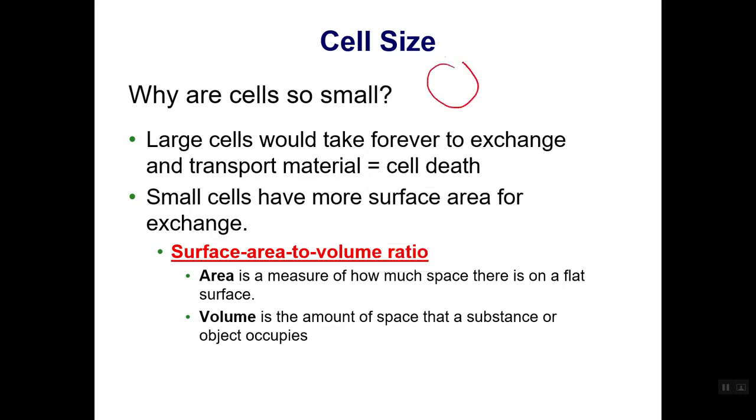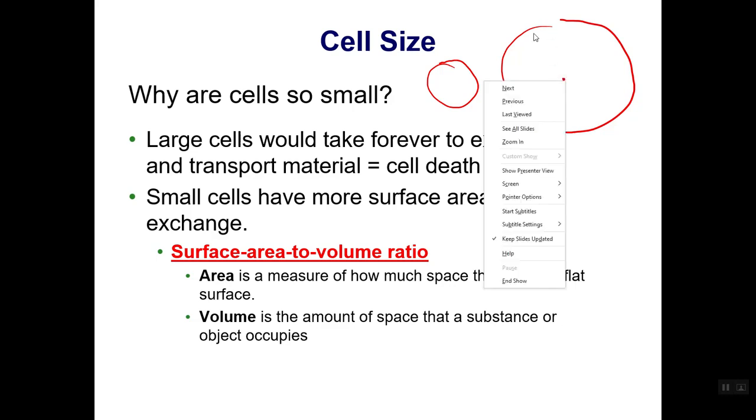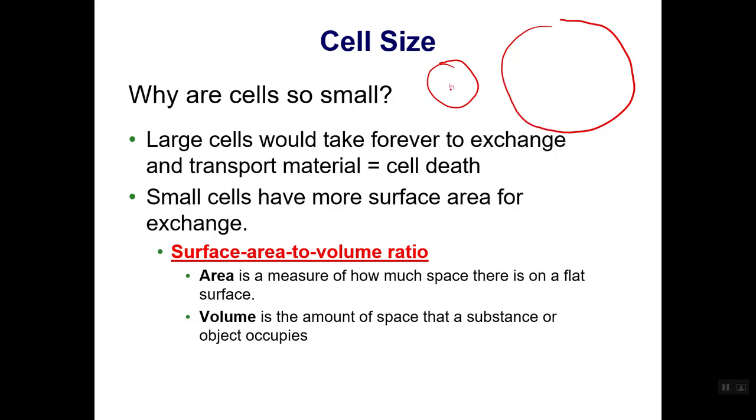So here's cell number 1, and here's cell number 2. All right, so if we were to, and of course this is hypothetical, measure the distance across cell 1, measure the diameter there, and compare it to cell 2, this cell here is obviously very big compared to this one.